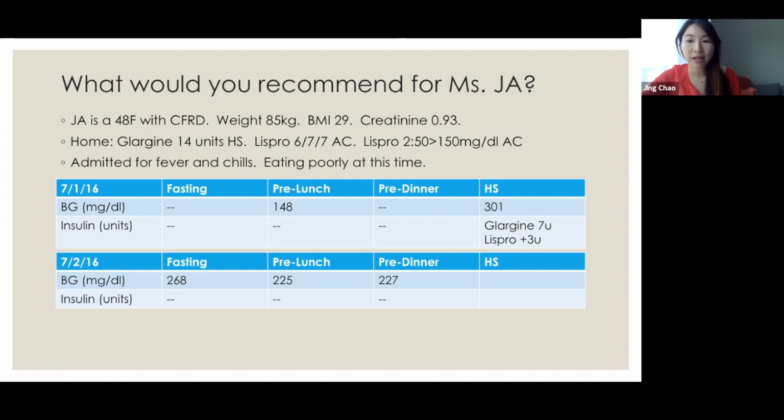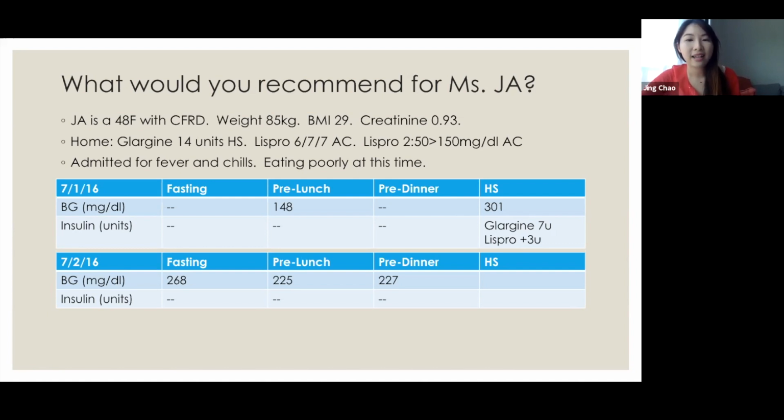The answer is the patient received 10 units of insulin at bedtime on the first night. Does the patient have a reasonable fasting blood sugar the next morning? The answer is no. So at the very minimum, you need to give this patient 10 units of Glargine at night, but 10 units is unlikely to suffice.